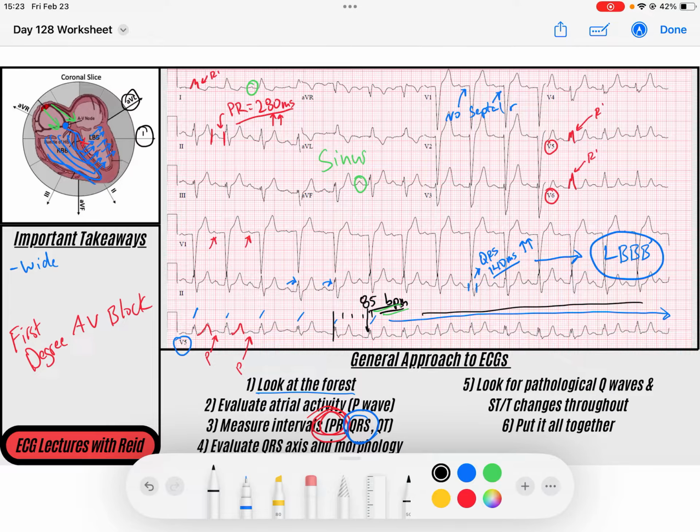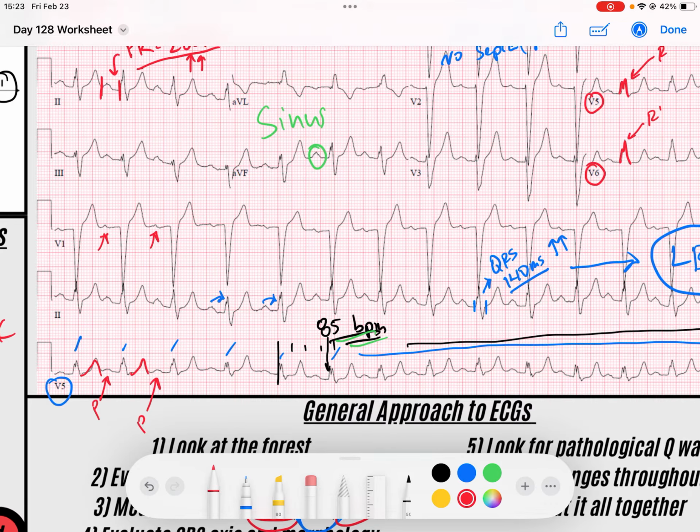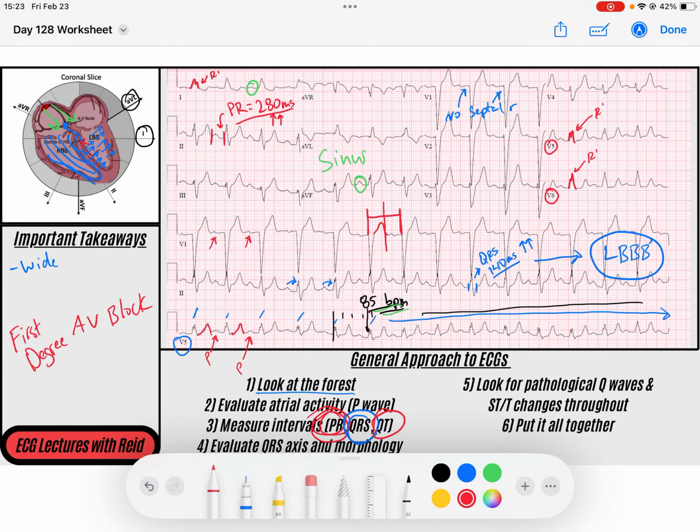So we have a left bundle branch block. We have a lot of evidence for that. Alrighty. Now let's look at our QT interval. Sometimes I'll just take an interval between two QRS complexes, kind of measure that midway point, and it looks like my T wave kind of ends by that point. So I think my QT is okay. I'm happy with that.